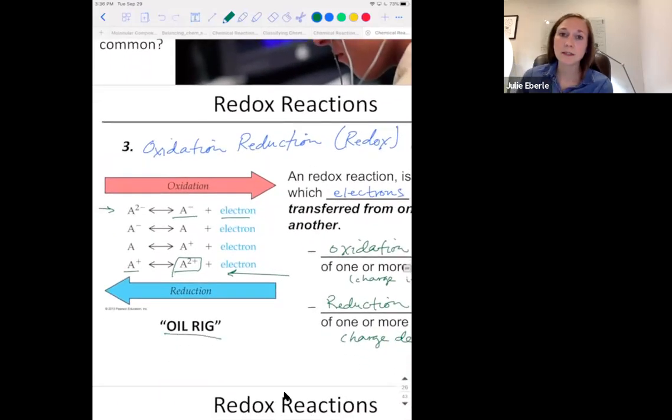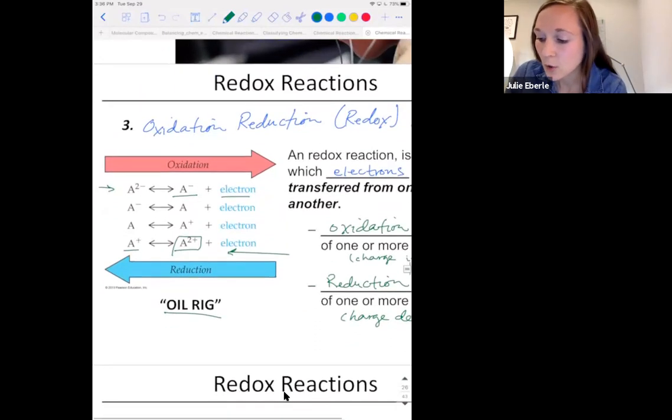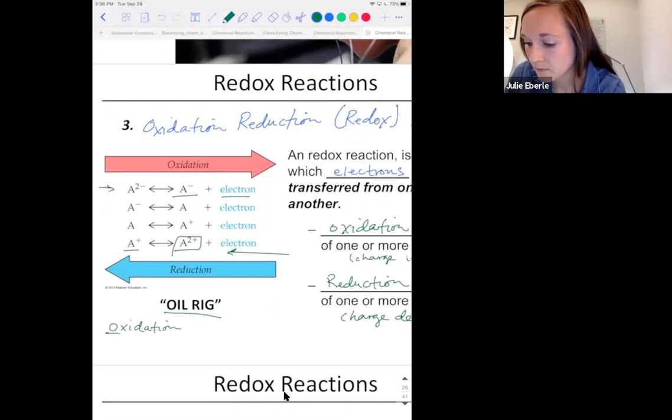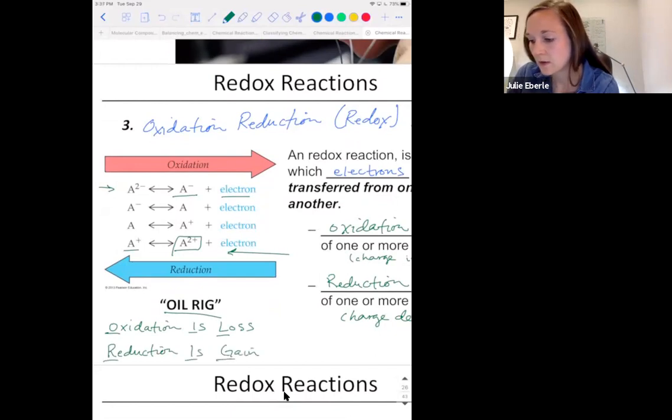I put this phrase OIL RIG down here because it helps a lot of people memorize the process of oxidation and reduction, and it keeps you from getting it confused. OIL means oxidation is loss of electrons. RIG is reduction is gain of electrons. In both cases, of electrons.